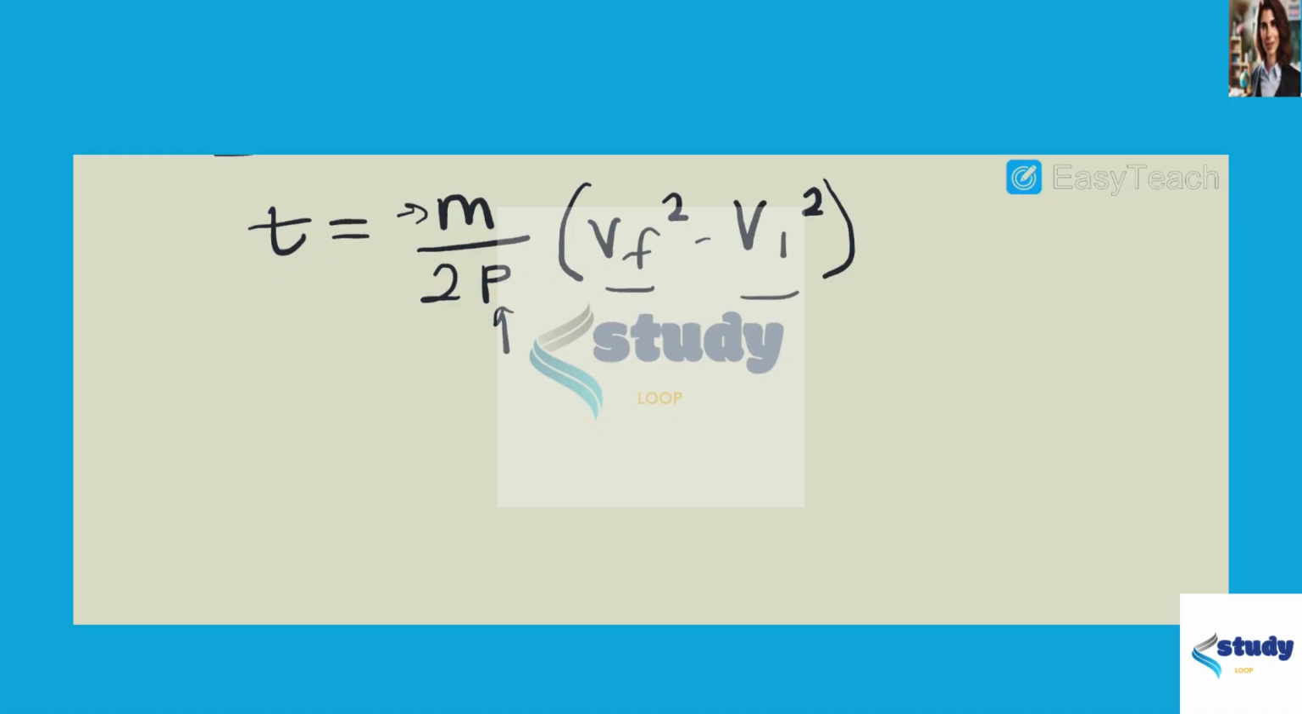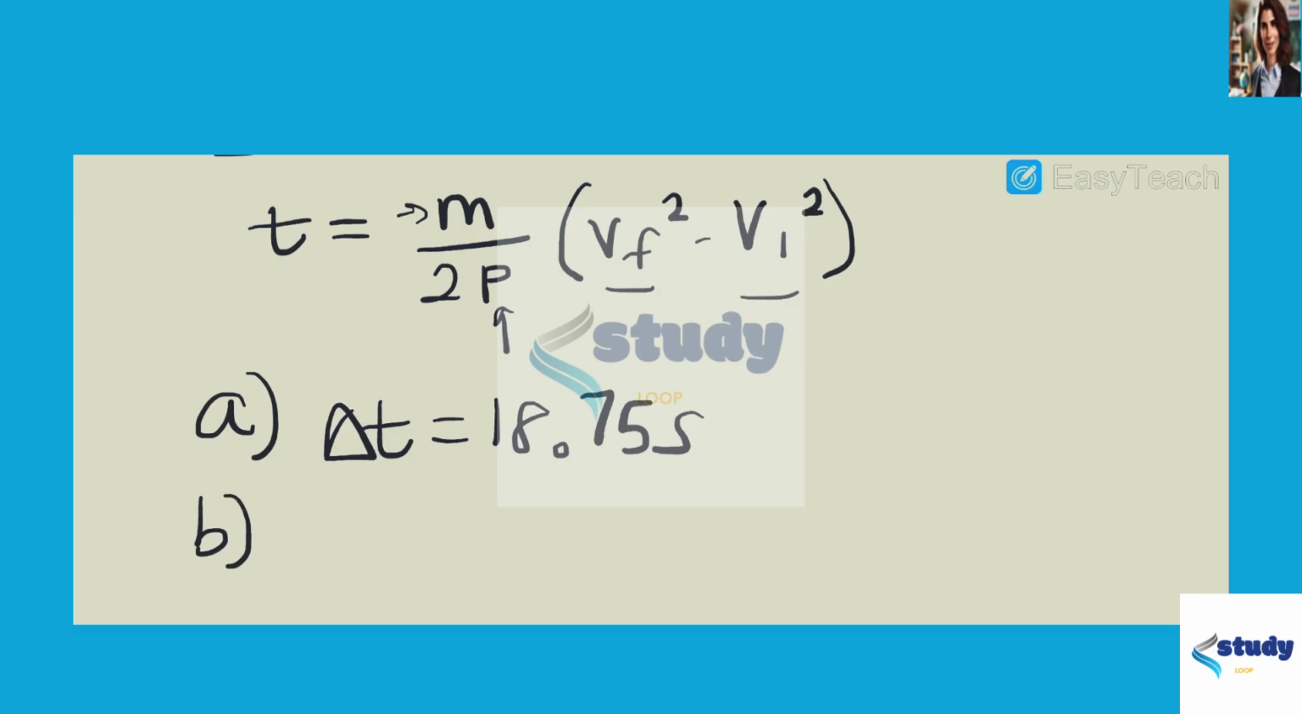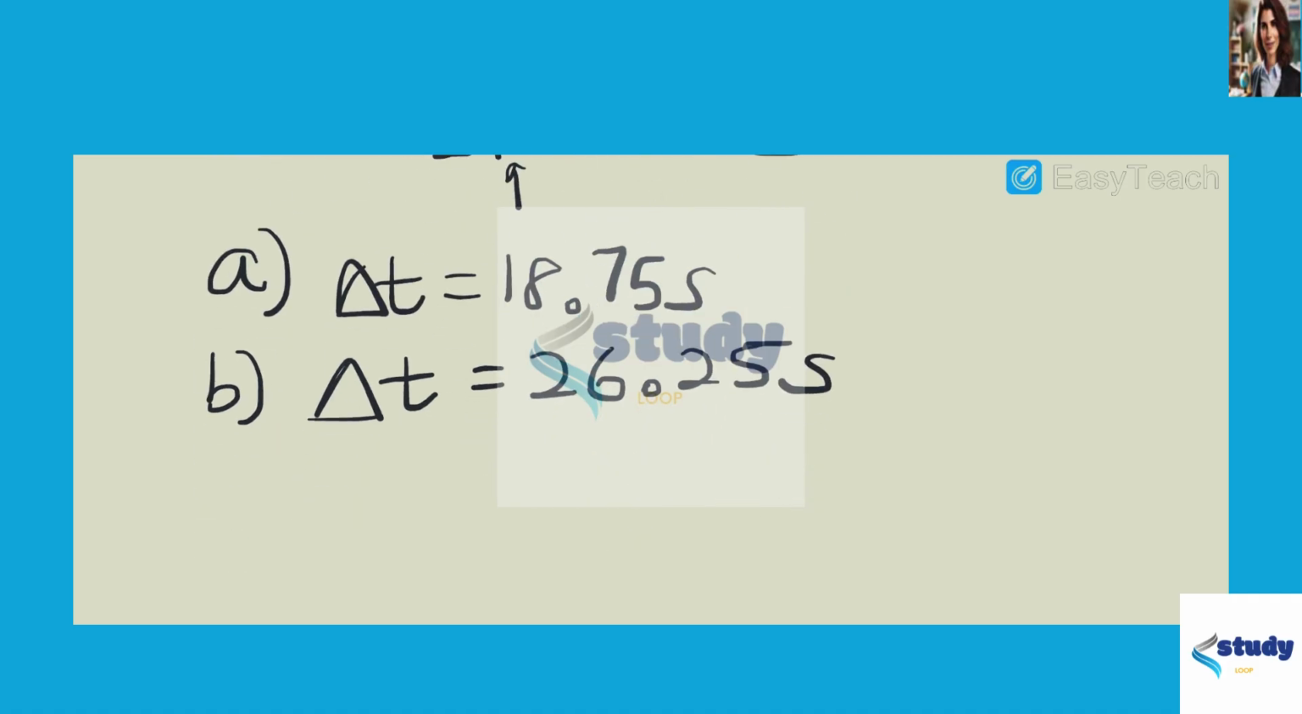So plugging in all these known quantities, for the situation where we're going from 36 kilometers per hour to 54 kilometers per hour, we see that the delta t is 18.75 seconds. And for the situation where it's going from 54 kilometers per hour to 72 kilometers per hour, the delta t is 26.25 seconds. So that's part one of our problem.